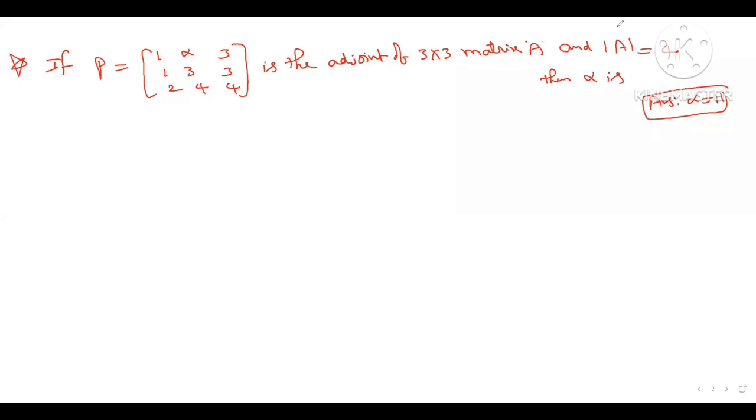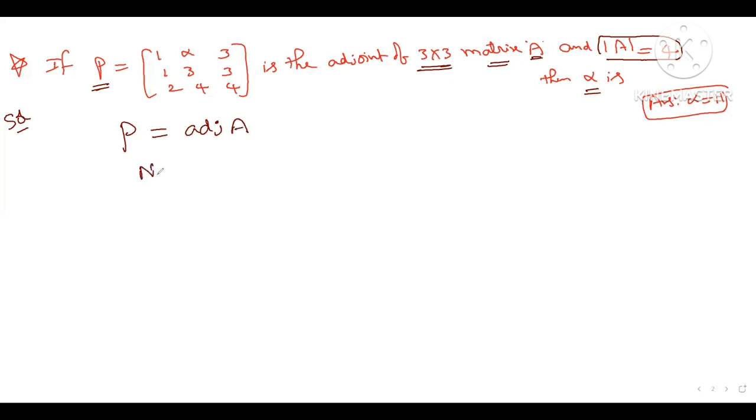Okay, now explain next question. In the statement, matrix P given is the adjoint of 3 by 3 matrix. Adjoint of 3 by 3 matrix A, as well as det of A value 4. Then find out alpha value. So here P is the adjoint of 3 by 3 matrix. P is equal to adjoint of A.